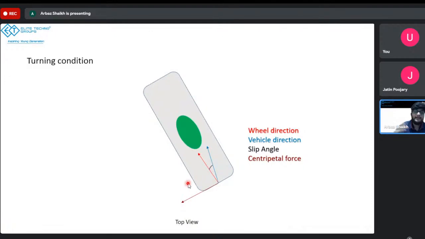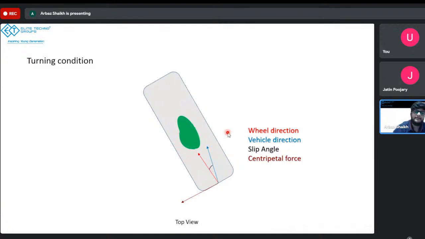Okay, so now we'll see why this happens, why there's a slip in a vehicle. What happens because of the centripetal force? There's a bulge in the contact patch. The contact patch moves slightly from the outward to the inward side, and it looks something like this.